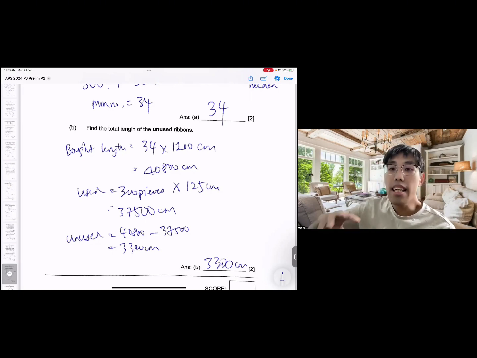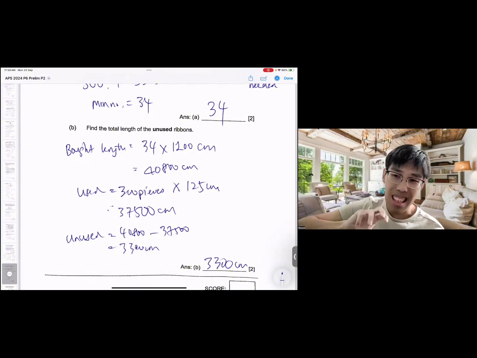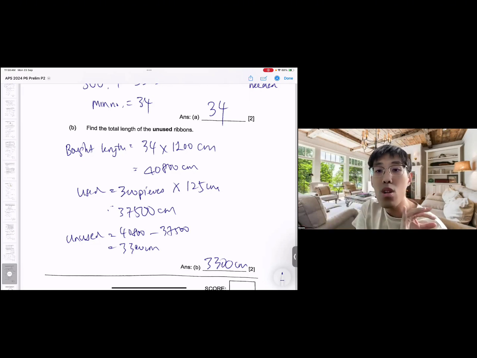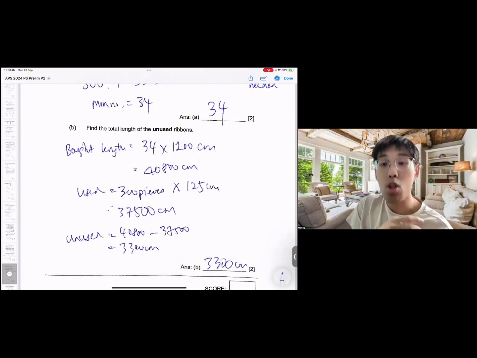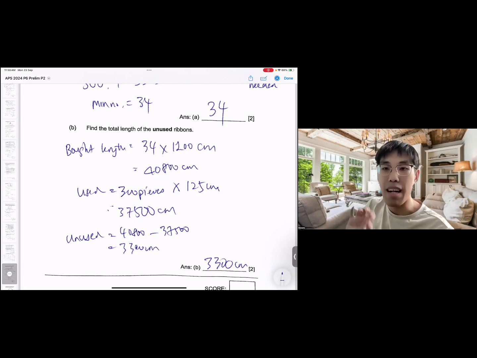Okay, technically, normally when I explain to students, I need to explain that from the first row to the 33rd row, there will be some wastage left. Then on the 34th ribbon, you only use some of the usable pieces because it's enough already. So the remaining becomes unused.